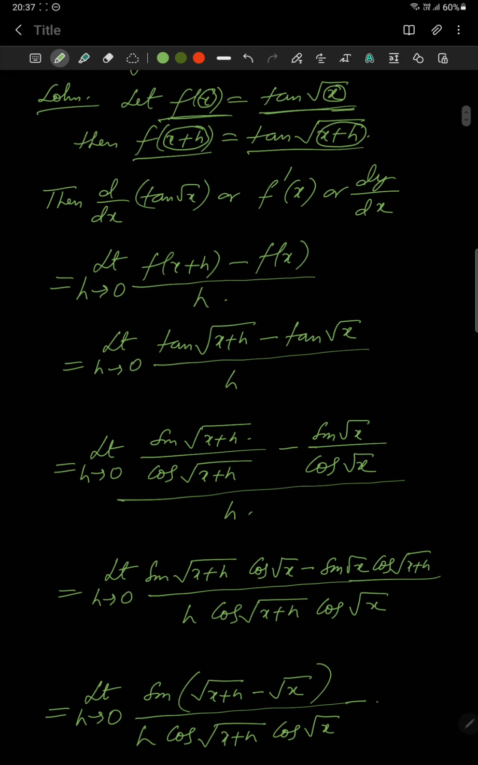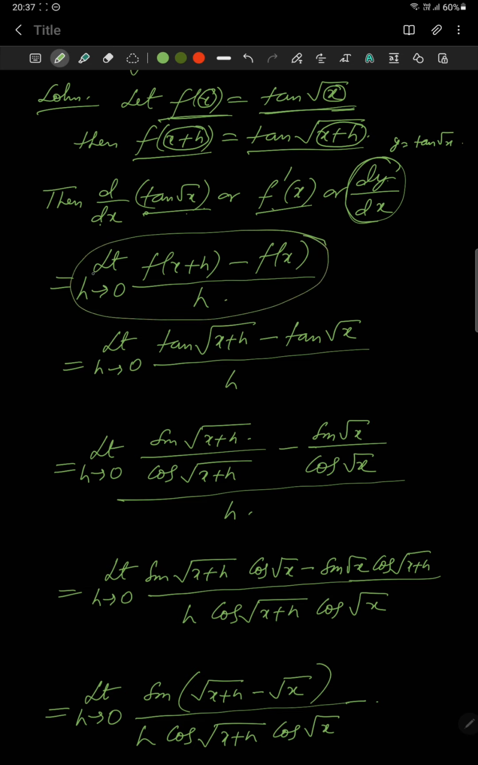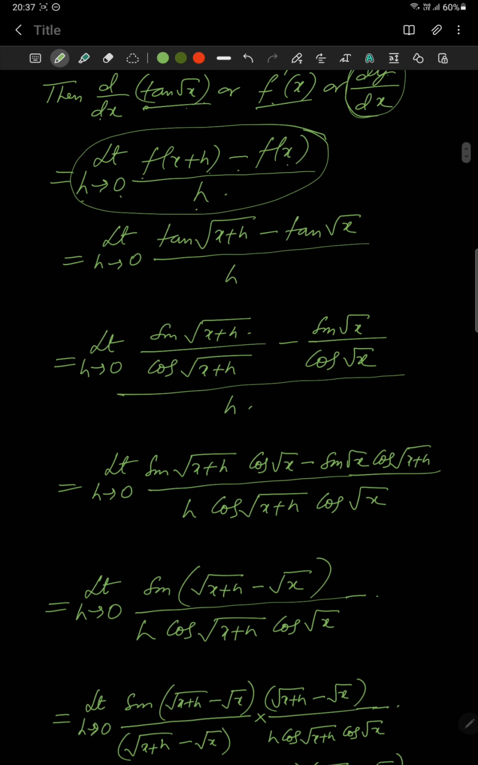So now if we have to find out the d/dx of tan root over x, or f dash x, or dy by dx, where y is equal to tan of root over x, then by first principle you have to use this particular formula, which says limit h tends to 0, f(x plus h) minus f(x) whole divided by h. In place of f(x plus h) we have written tan of root over x plus h, and in place of f(x) we have written tan of root over x.